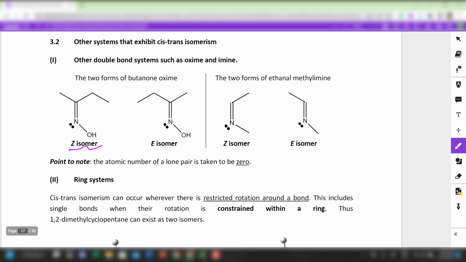Why is that the case? Because lone pairs of electrons, we do not give them an atomic number, so they will have a lower priority as compared to oxygen. And then in this case, the ethyl group will have a greater priority as compared to a methyl group. The higher priority groups are on the same side, so we designate this as Z. It's the same thing.